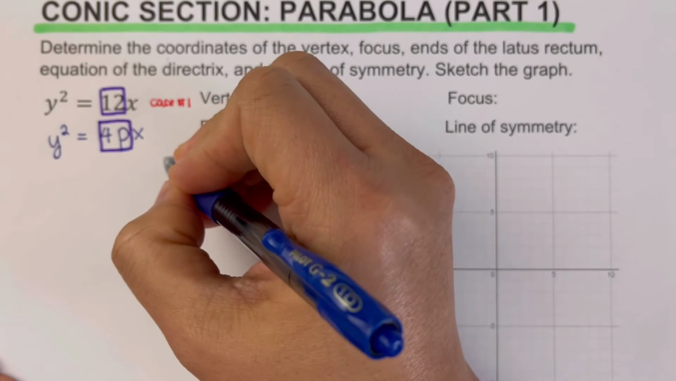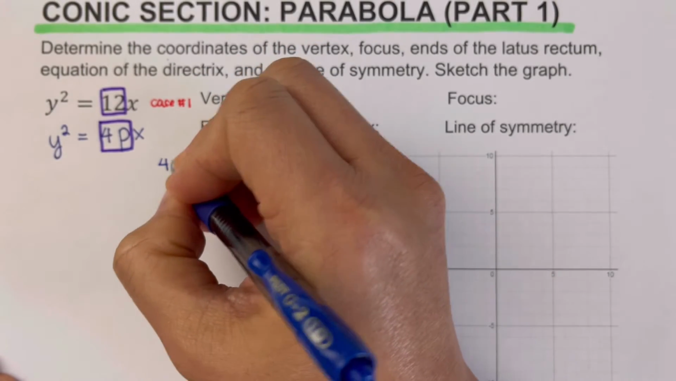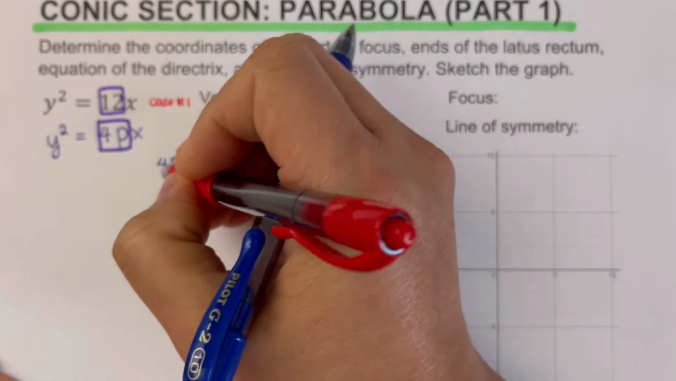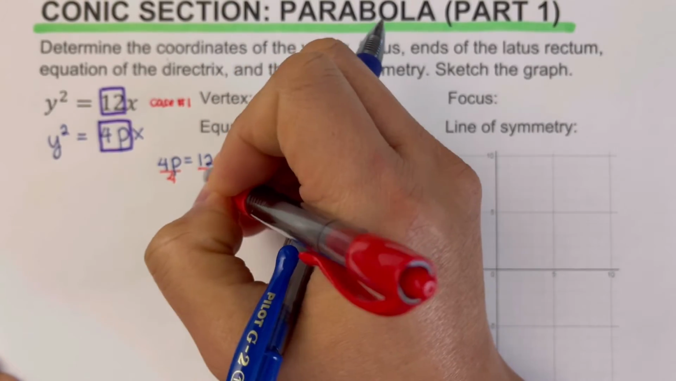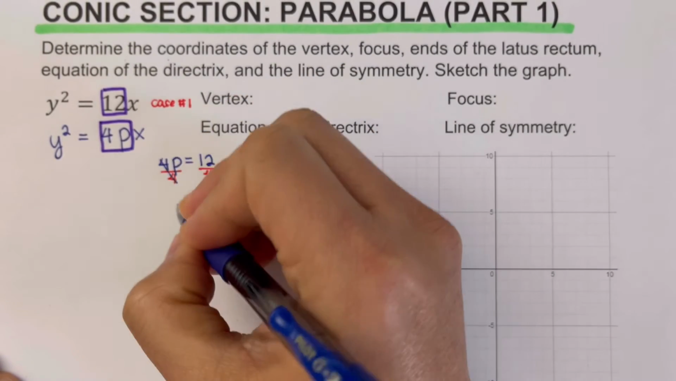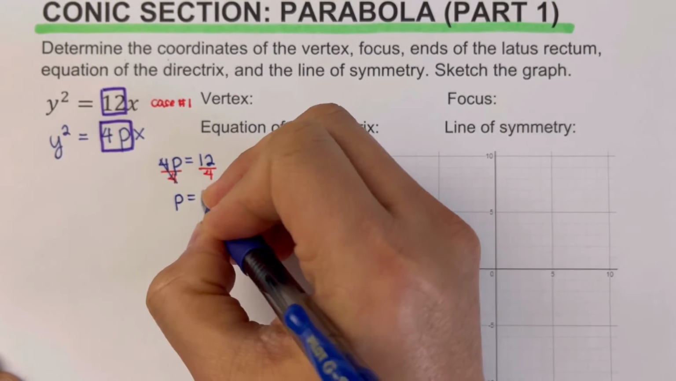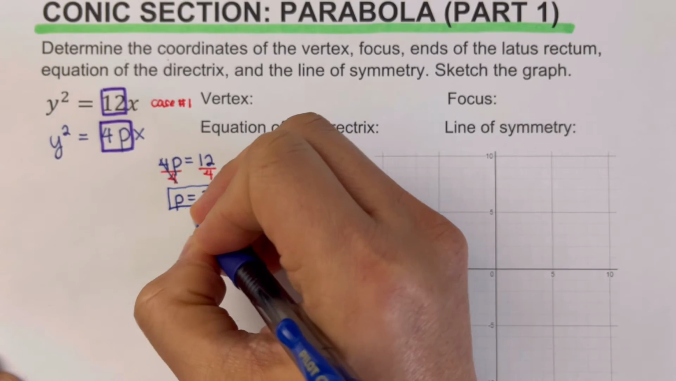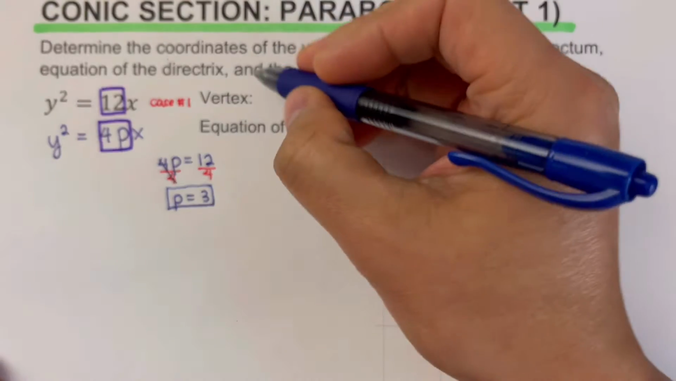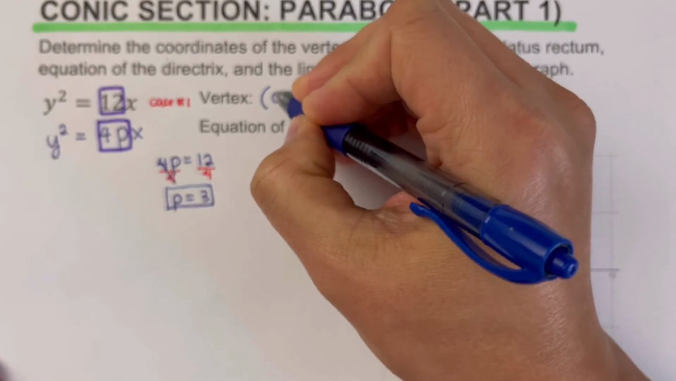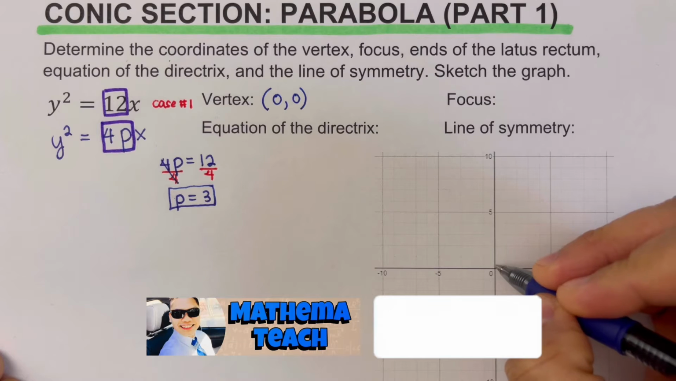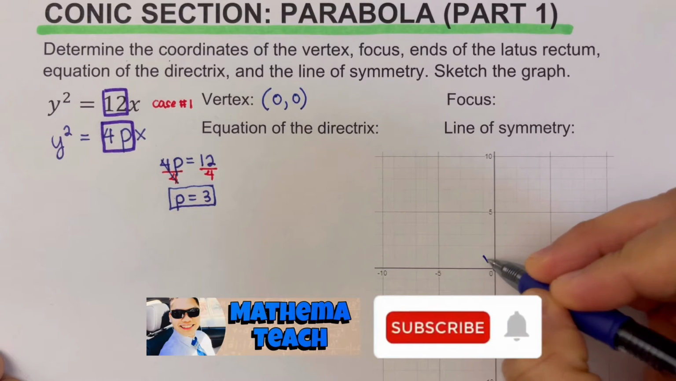So this means that we have 4p is equal to 12. Divide both sides by 4. So then we are left with p is equal to 3. So I'm just going to go ahead and write that down here. P is equal to 3. We remember that in this equation, our vertex is at 0, 0, or at the point of origin. So we can go ahead and have this as our vertex.